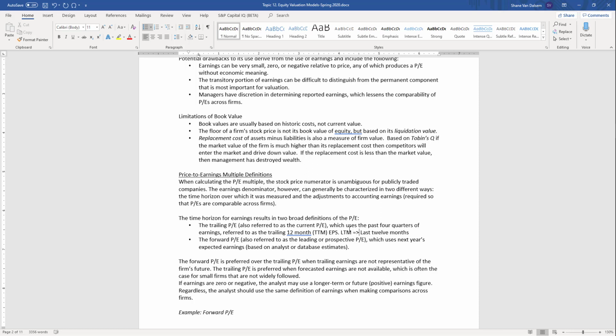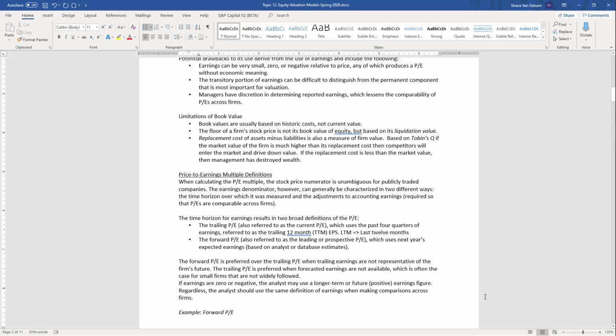And you'll see these a lot when you look at financial statements or analysis for a company. The forward PE, also referred to as the leading or prospective PE, uses next year's expected earnings based on analyst or database estimates. When I look at reports, I pretty consistently see the forward PE as the one that's being used. But if you're comparing PEs across firms, you just want to make sure the same definition is used across the different firms.